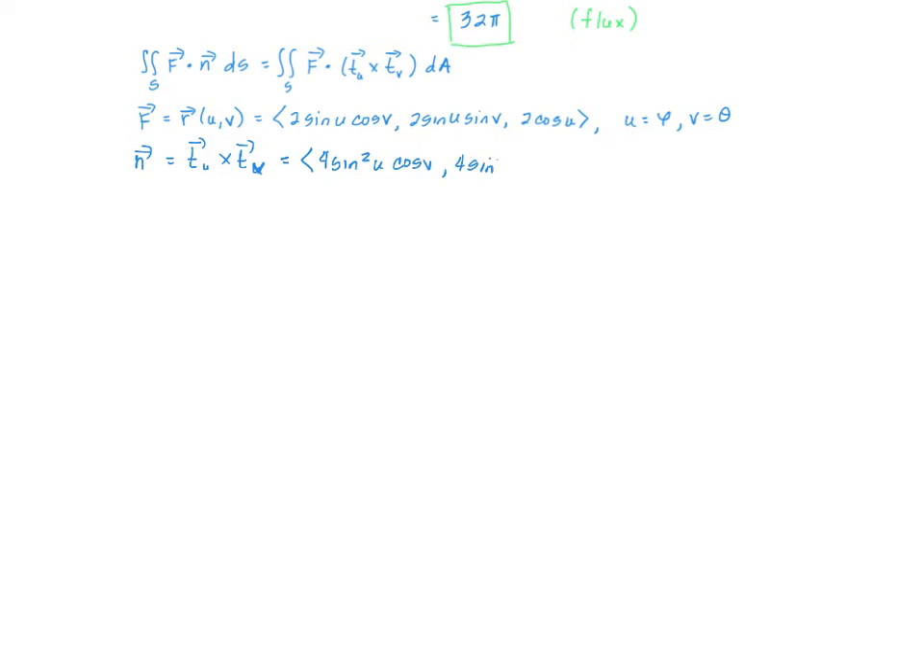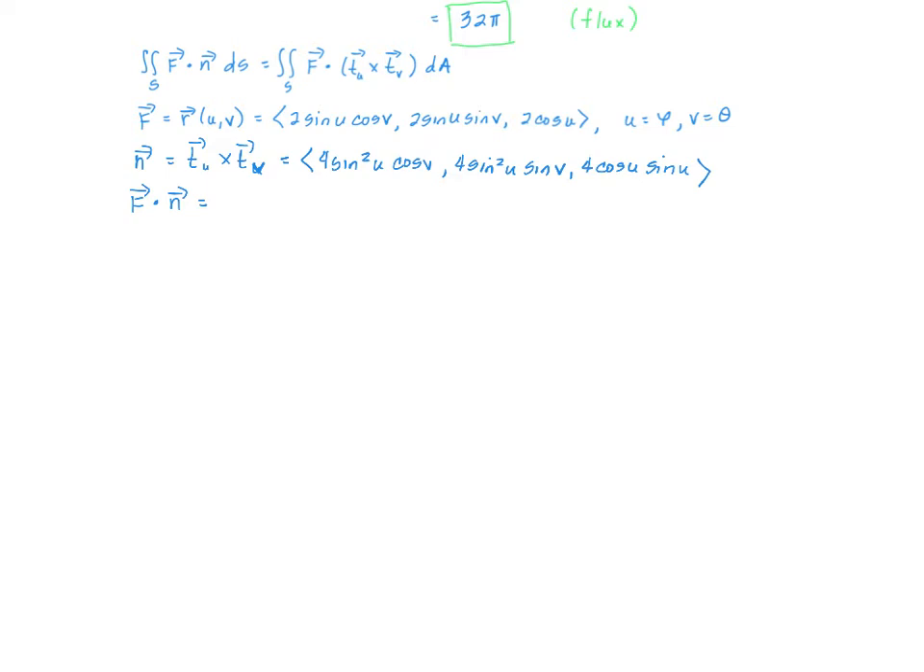4 sine squared u sine v, and then 4 sine u cosine u. Well, I'll just write it in this way. Okay, again, this is from a previous section. I didn't want to compute it all again. So let's look at taking the dot of F with n.